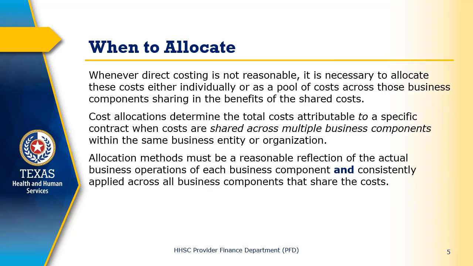When direct costing is not reasonable, it is necessary to allocate the shared costs across the business components that received benefits from those costs. Cost allocations determine the total costs attributed to a specific contract or business component when costs are shared across multiple business components. Allocation methods must be a reasonable reflection of the actual business operations and consistently applied across all business components that share the costs.